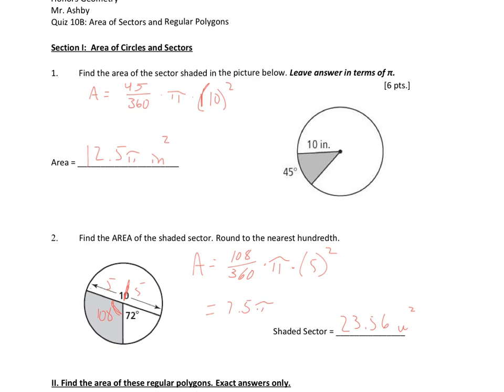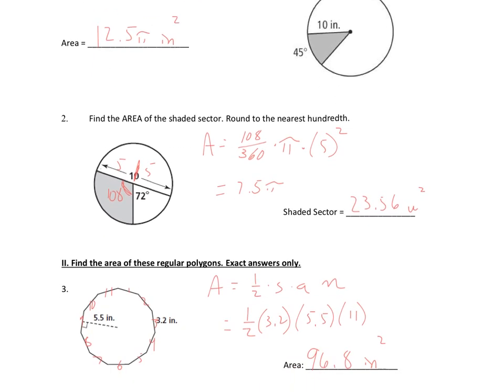The arc measure here is 45 degrees. The radius is 10. So when we work all that out, and we have to leave our answer in terms of pi for this one, we get 12.5 pi inches squared. So 12.5 pi inches squared. We look at number two.